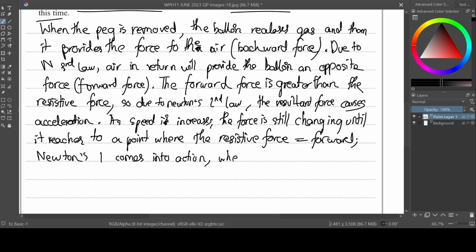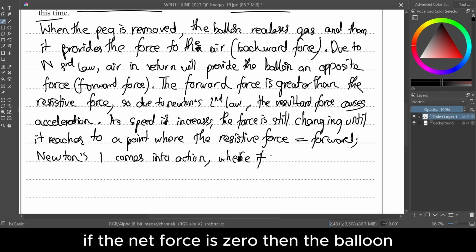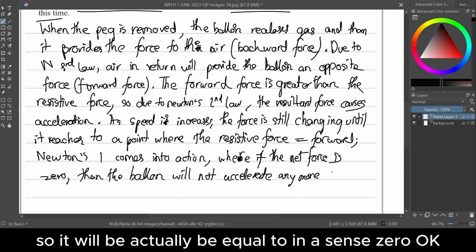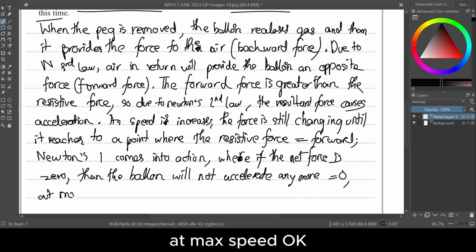where if the net force is zero, then the balloon will not accelerate anymore. Okay, so the acceleration will actually be equal to, in a sense, zero, at max speed.